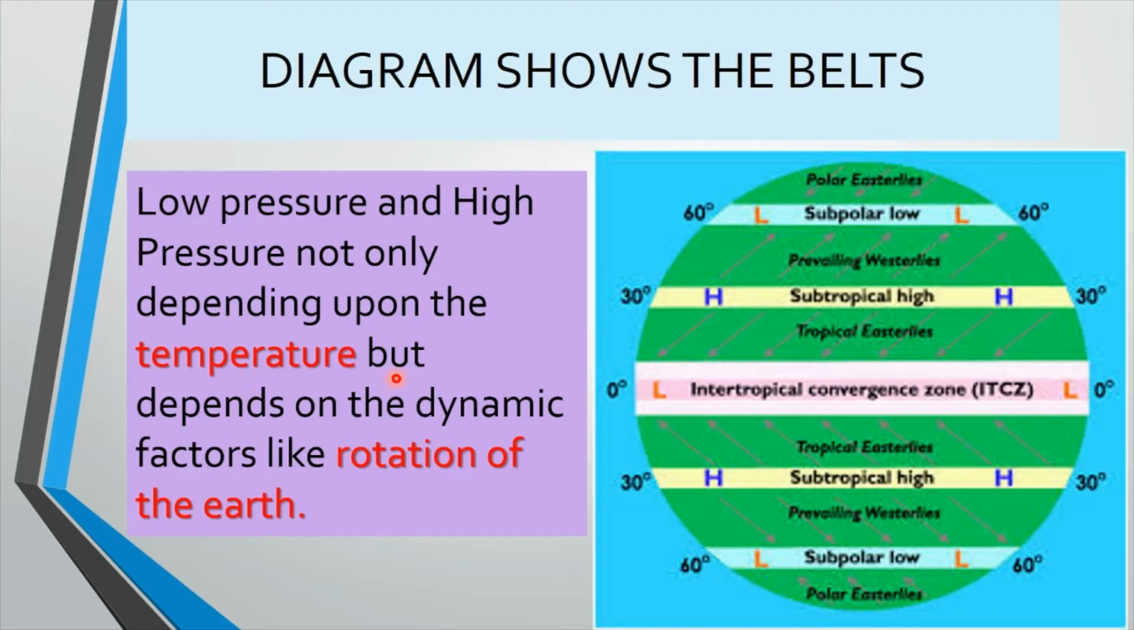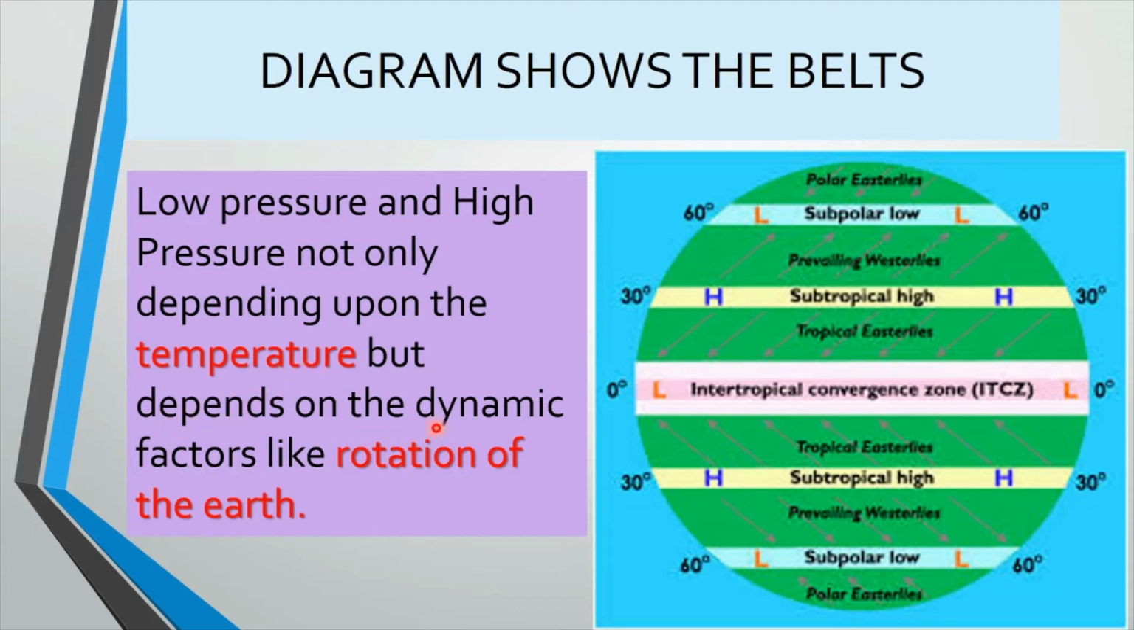For example, if you are going to Kulu Manali during summer season, we feel very cold because in those areas pressure is very less. That is why we are feeling cold. So, two things are there: with high altitude, pressure will decrease, and when temperature increases, pressure will decrease.